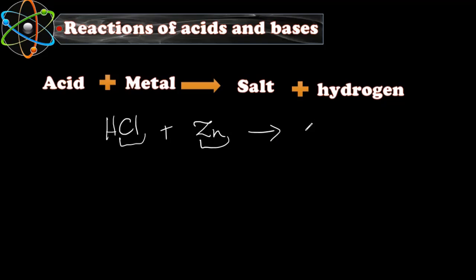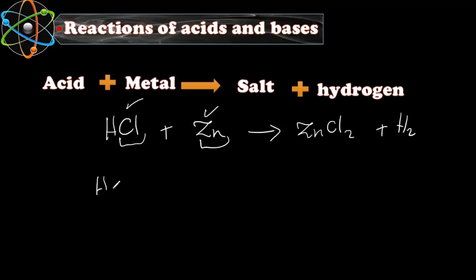The salt will be like this. As you can see, in all the reactions, the salt is going to be produced by the metal and the non-metal part of the acid. So it will give us zinc chloride plus H2. Then we will balance the equation.